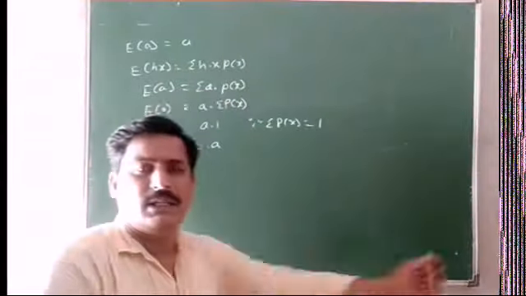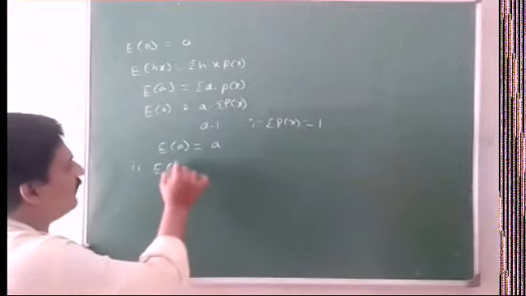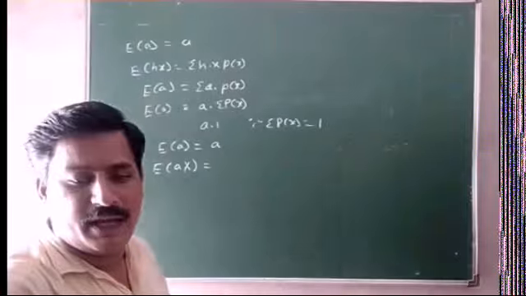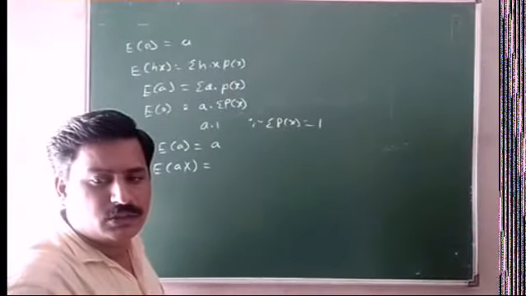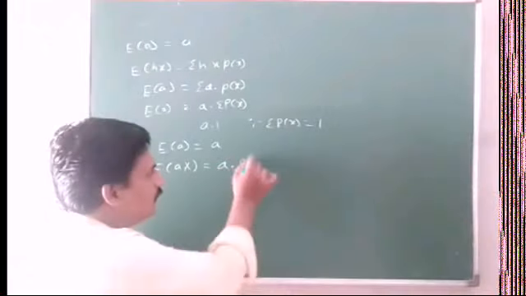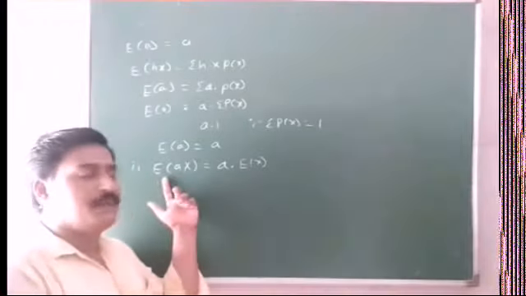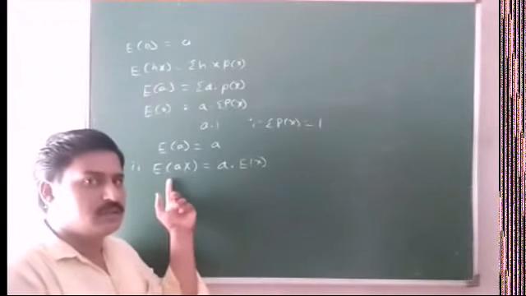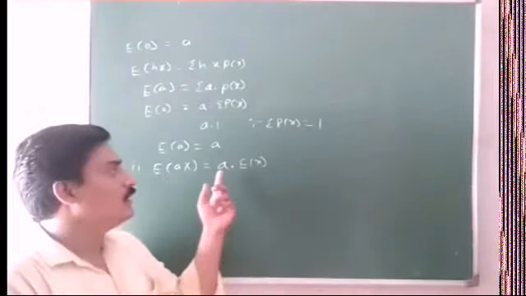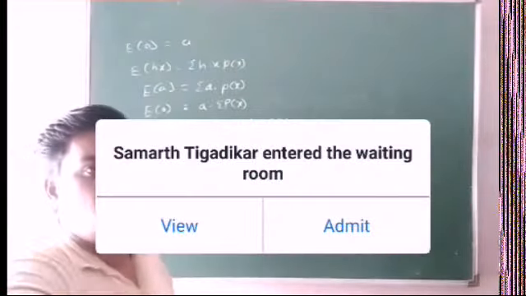Now the second concept is E of a into x is equal to a into E of x. So we have to prove that now. Expectation of a into x, where a is a constant and x is a variable, is equal to a into expectation of x. So how do we prove that?